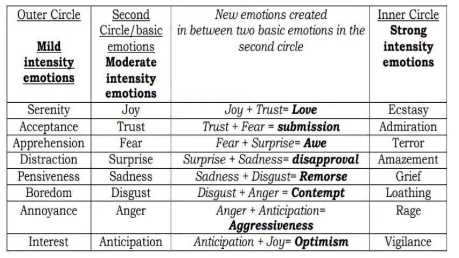Then the second circle, which is the basic emotions or the moderate intensity emotions, they are joy, trust, fear, surprise, sadness, disgust, anger, and anticipation. But when the emotions on the second circle are combined, they form another emotion. So these are the new emotions created in between two basic emotions in the second circle.